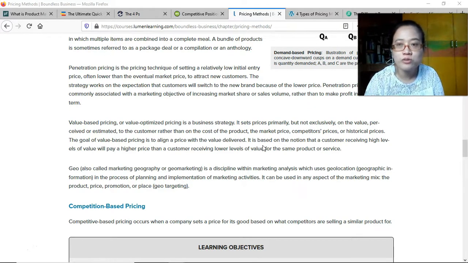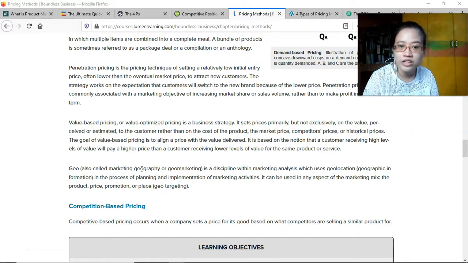Okay. The goal of value-based pricing is to align a price with the value delivered. You want your customers to say that it's worth it, that the value they've gotten from your product or service is worth as much as the price that they paid, or it could be worth more. It's based on the notion that a customer receiving high levels of value will pay a higher price than a customer receiving lower levels of value for the same product or service. Okay, it's the same product, but for two different customers, one without knowledge of it and another who's already experienced and very knowledgeable on the topic, they would have different perceived value for this product, right?